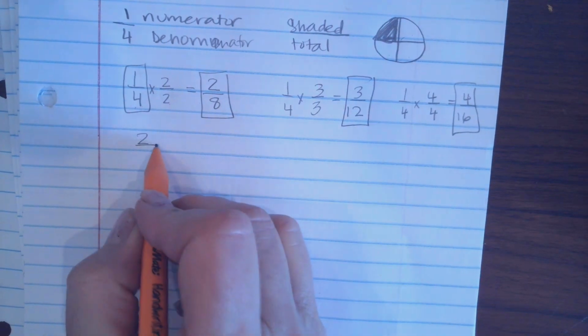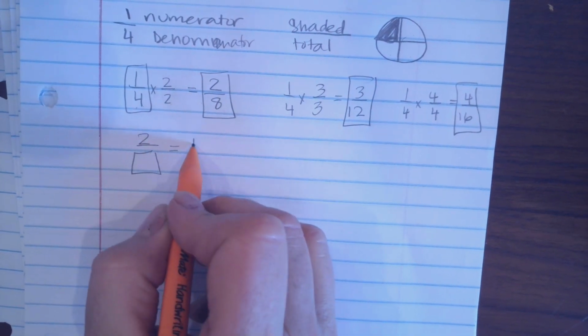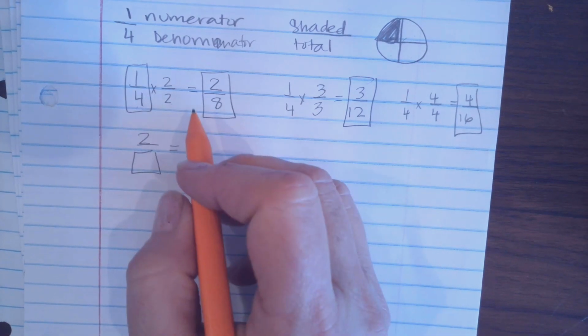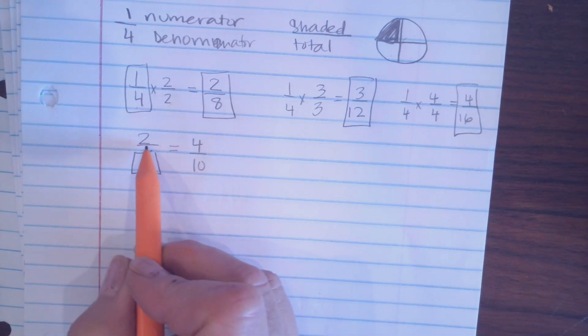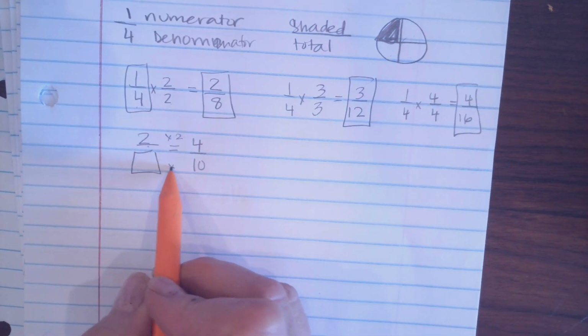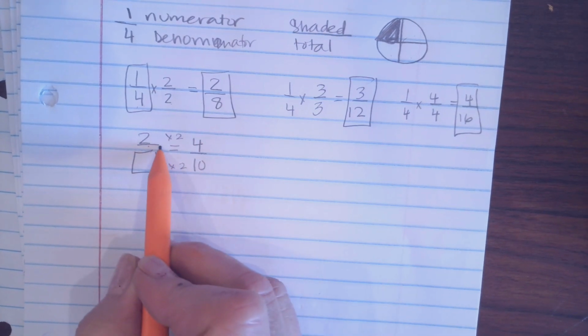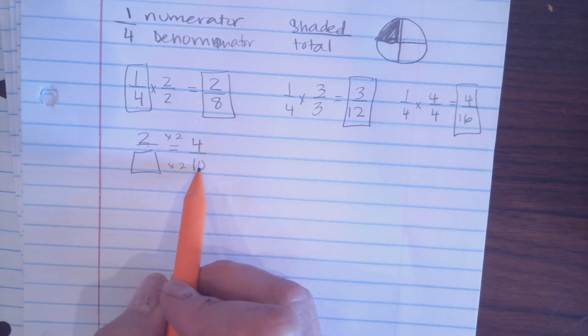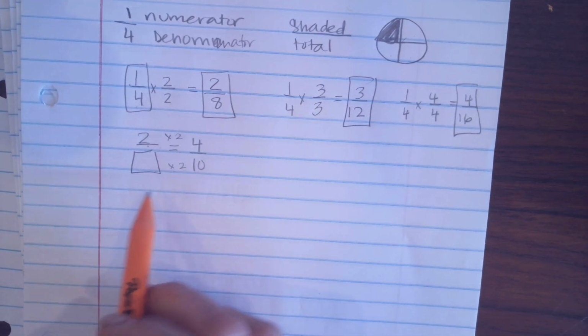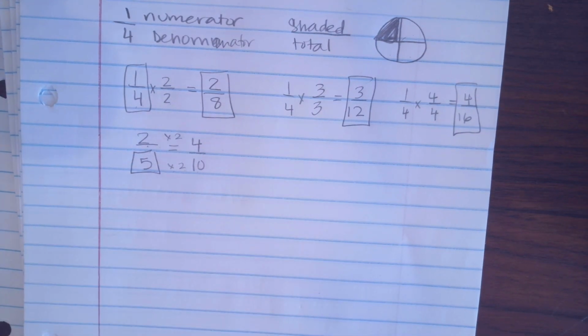If they give you part of the problem, like this, then you're going to figure out what belongs there. So how would I get my 2 to a 4? I would multiply it by 2. They already multiplied this by 2 because anything we do to the numerator, we do to the denominator. So what times 2 equals 10? Or 10 divided by 2, so that is a 5. So that's what happens when you find the missing numerator or denominator.